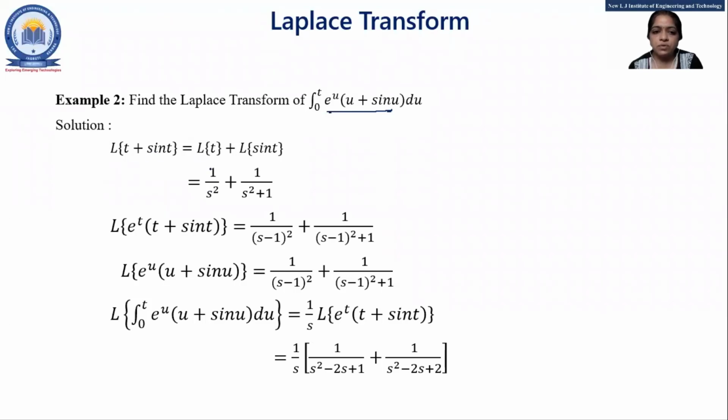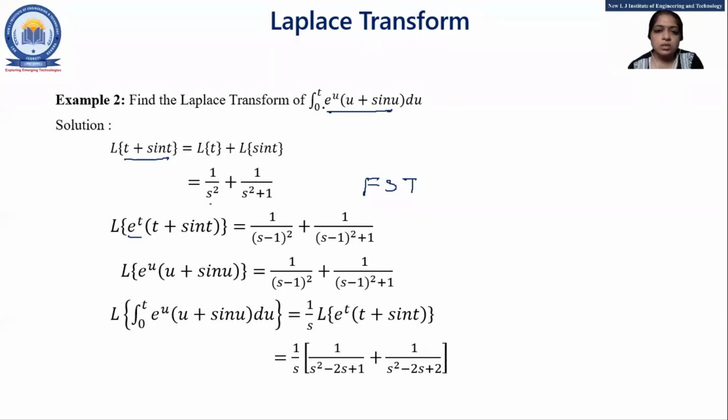So Laplace of t is 1 upon s square. Laplace of sin t is 1 upon s square plus 1, right? Now, my question is e raised to u into u plus sin u. So I write here e raised to t into t plus sin t. I write now e raised to t into t plus sin t, right? So by using the first shifting theorem, here 1 upon s minus 1 the whole square plus 1 upon s minus 1 the whole square plus 1, right?